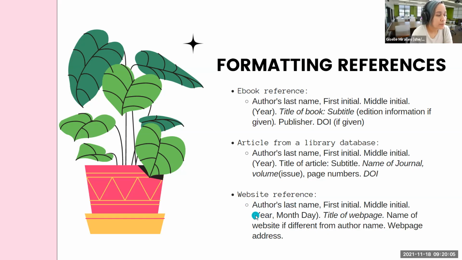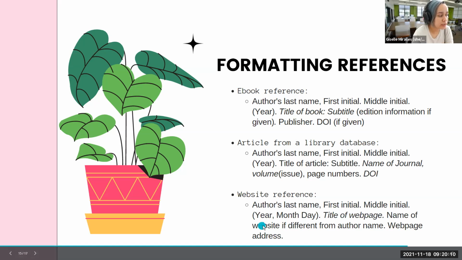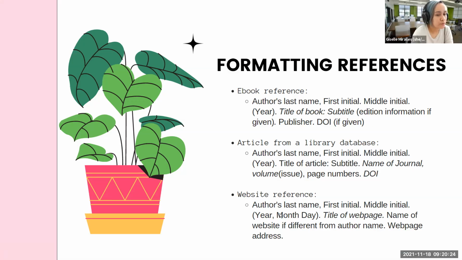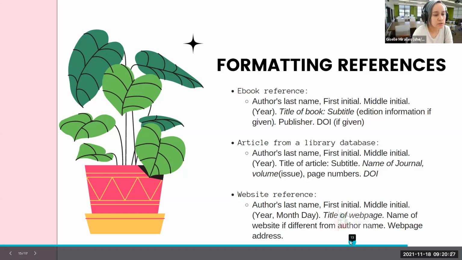And the last reference format I have on this page is the website reference. For that, you would include the author's last name, the first initial, the middle initial, the year, month, day with no comma in between month and day, the title of the web page, italicized, and the name of the website if it's different from the author name. Again, if it differs, then that's when you would provide that. And then the web page address. So these are three different formats that you can use.